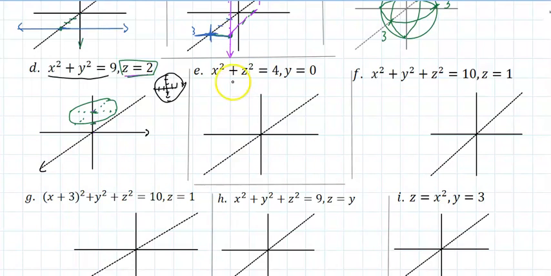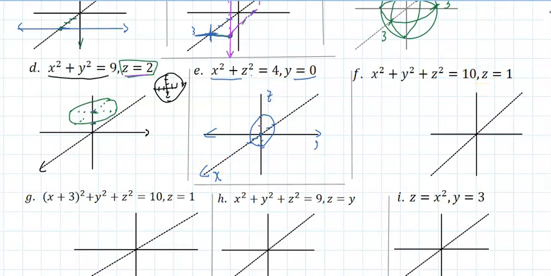Here, I have a circle in the x, z plane, but y equals 0, that means you start at the origin, because you don't move right or left because that's the y-axis, so you move up 2, down 2, to the right 2, and to the left 2. You'll notice if you want to get a good circle, you have to really make the x-axis a bit smaller than the others, the y and the z.